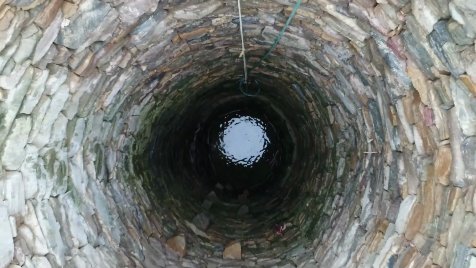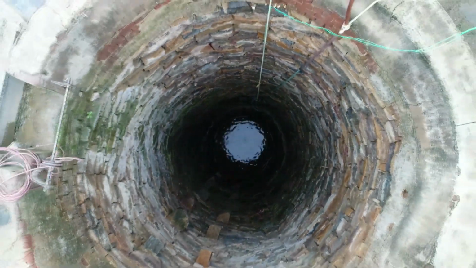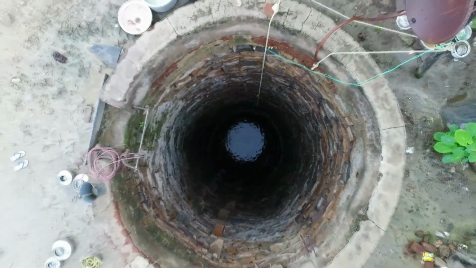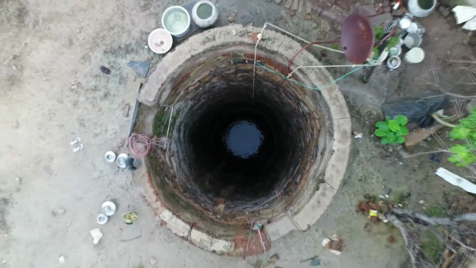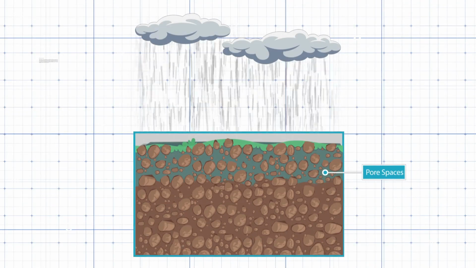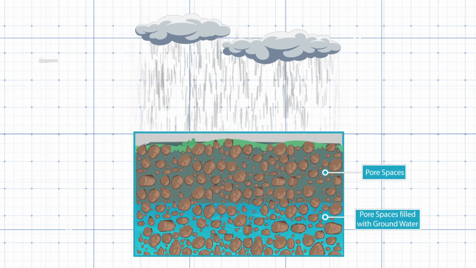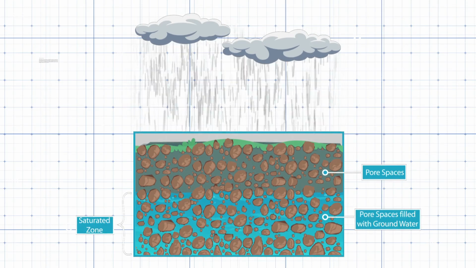Have you ever wondered where the water that we get through wells comes from? To know this, let us first see how rocks occur underground. Below the ground, the rock units generally occur as layers stacked one above the other. Some of these rocks have openings within them, called pores, and these pores may be filled with water.